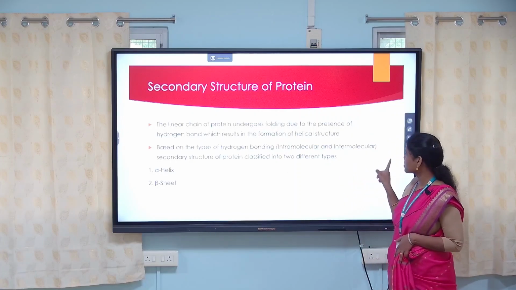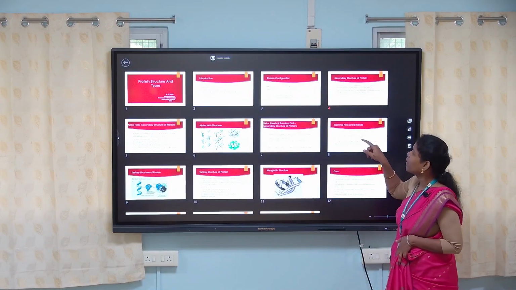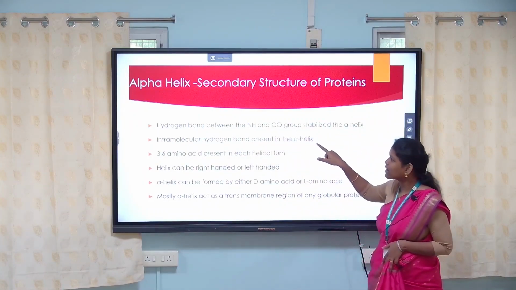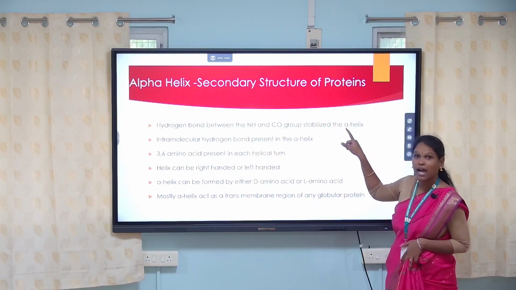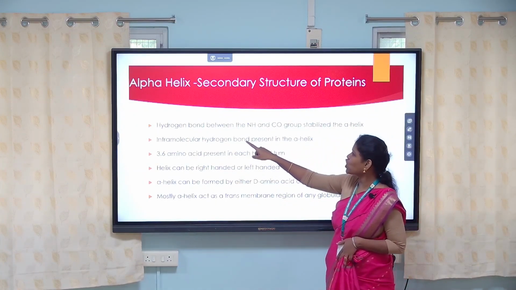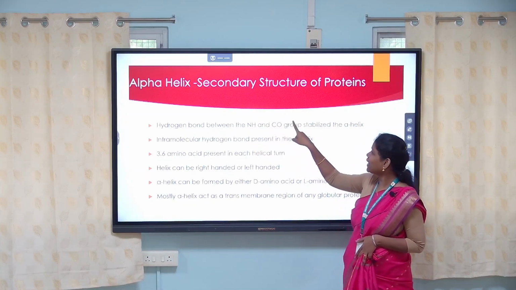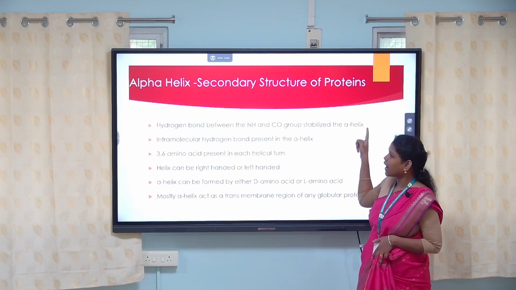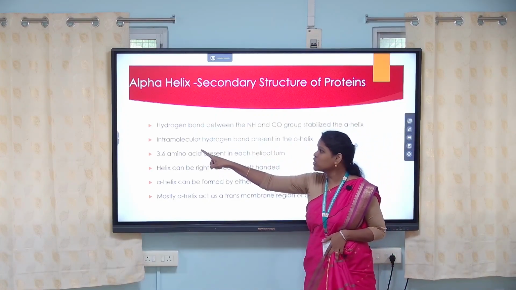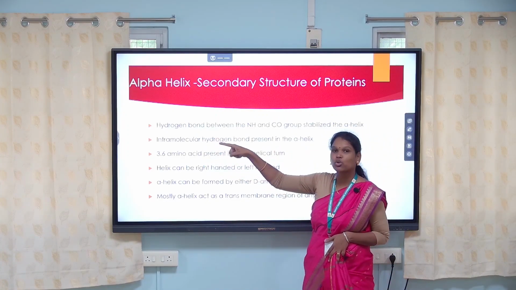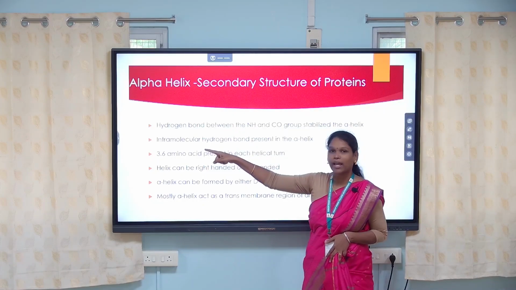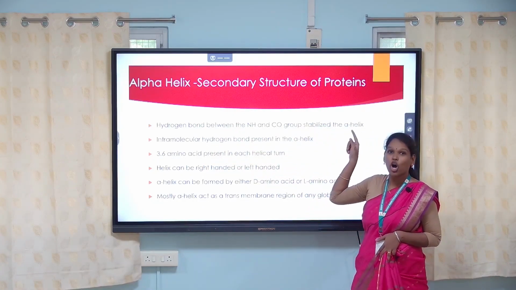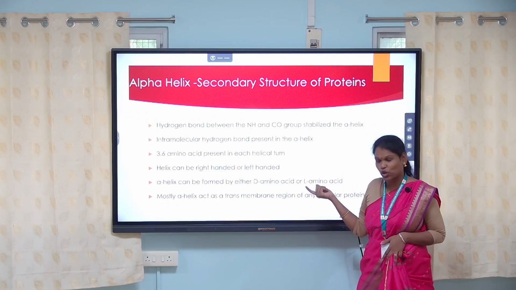And coming to the discussion about the alpha helical structure. Of course, you know that the alpha helix secondary structure of protein has a large number of hydrogen bonds between the amino group and carboxylic group that stabilize the structure of the alpha helix, followed by, you can see here, the inter and intramolecular. As I told you in the previous slide, here I am just highlighting the intramolecular hydrogen bond that is present in the alpha helical structure of the secondary structure of proteins.